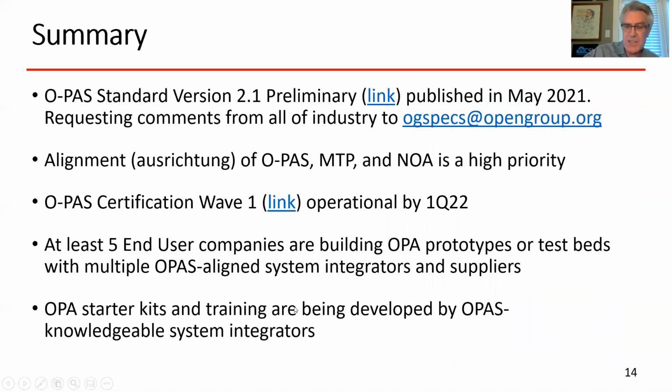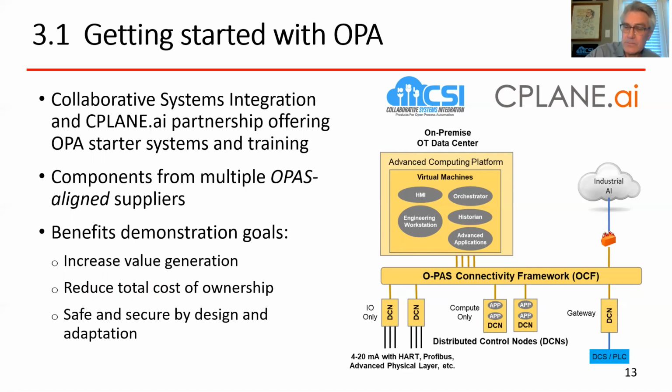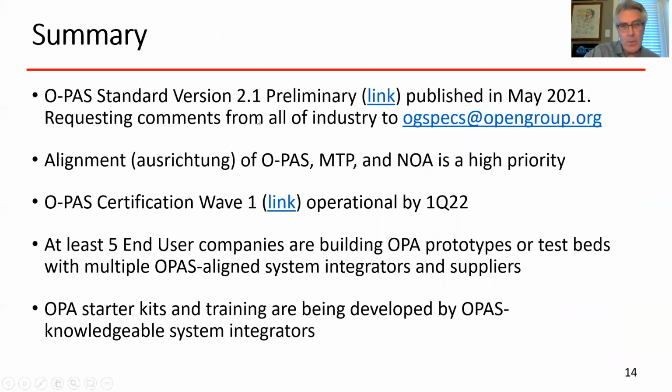To close this talk with the summary, what I've addressed is: version 2.1 preliminary of the OPAS standard was published in May 2021, and we're actively encouraging comments from all of industry on this standard to help us make it better and more fit for purpose and useful. A very high priority for the Open Process Automation Forum is alignment, Ausrichtung, of OPAS, module type package, and NOA.